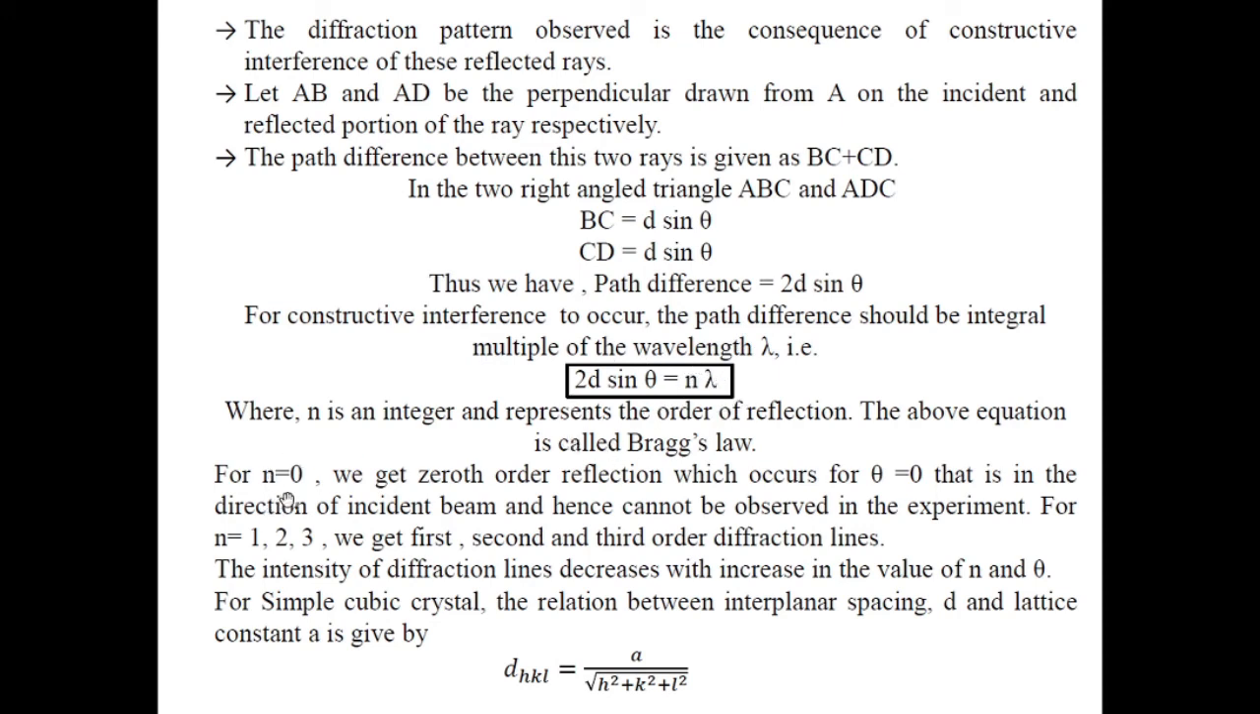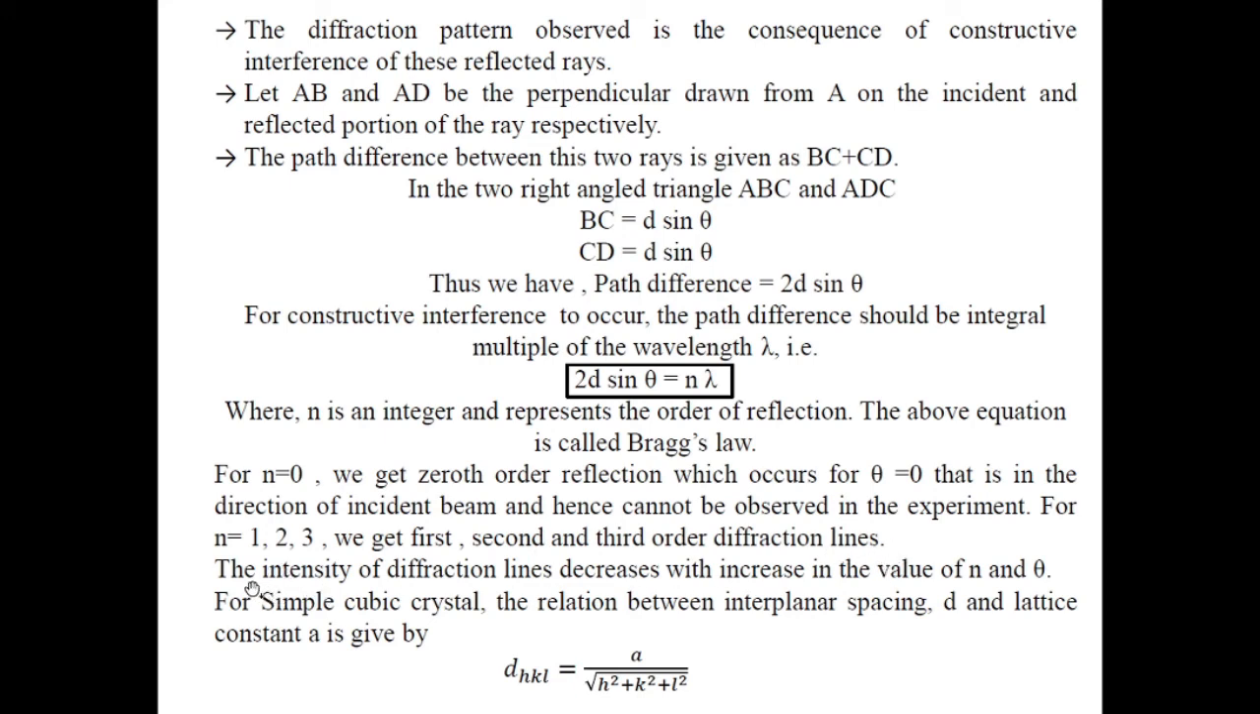For n equals 0, we get the zeroth order of reflection, which occurs for theta equals 0, that is in the direction of the incident beam. That means the reflected ray is going back along the direction from which the incident beam was coming. So we cannot see it in the detector, right? That's why theta equals 0 is not a possible condition. Therefore n equals 1, n equals 2, and n equals 3 represent first, second, and third order diffraction lines respectively.